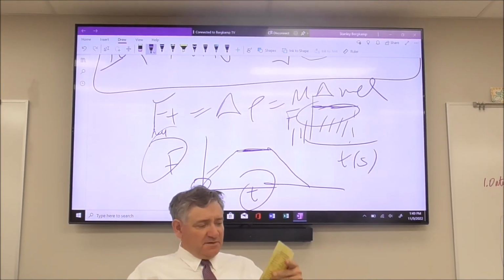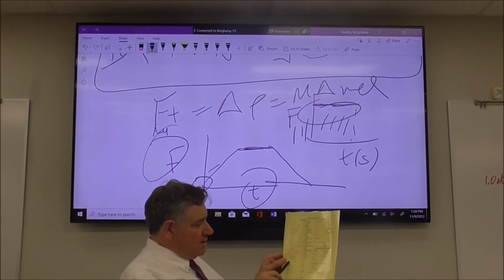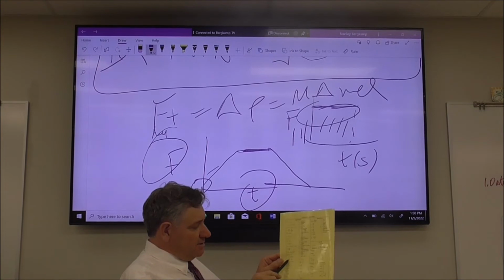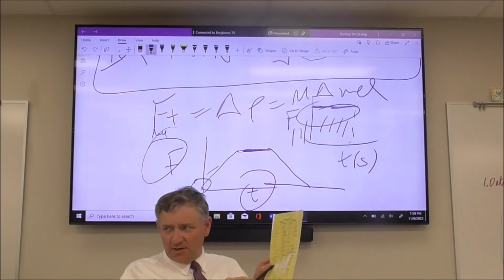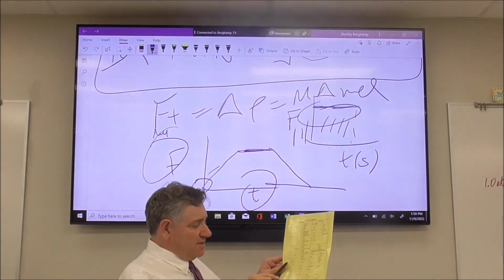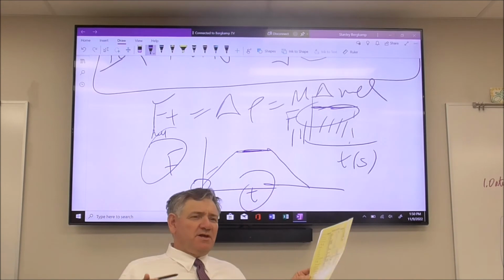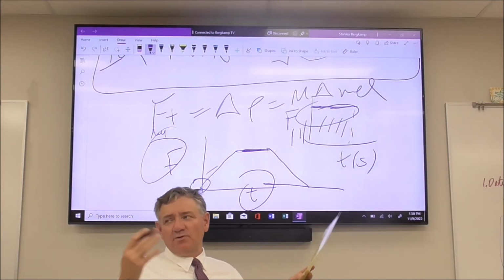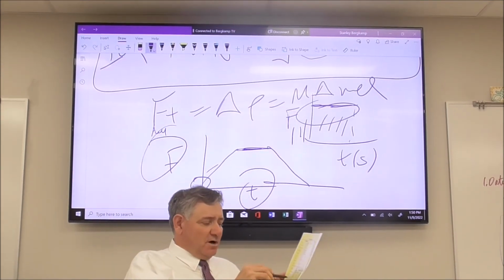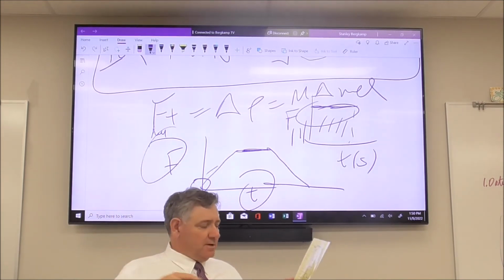Now, on the rotational side, over here, they write it kind of a funky way. They have alpha equals torque over I. So they don't even play you straight up and say torque equals I alpha. They've solved this for alpha, and they wrote it as torque over I. So that's where that equation is.